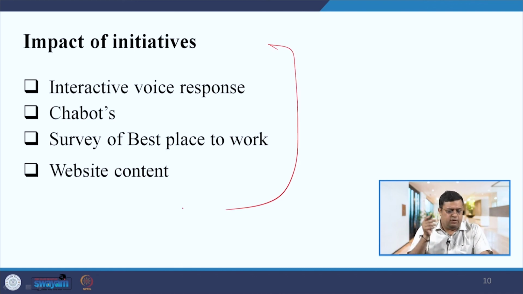In the same way, the impact of initiatives through technology. One of the initiatives that you can name is interactive voice response. Sometimes you might have seen that through a computer we call the applicants to give some information about the organization. Chatbots are also used to give information. Survey of best place to work, right. So how is it impacting the employer brand, and website content, whatever content is available on a website, how is it impacting the employer brand? So that kind of initiatives you can see, and then you can check the impact, right.